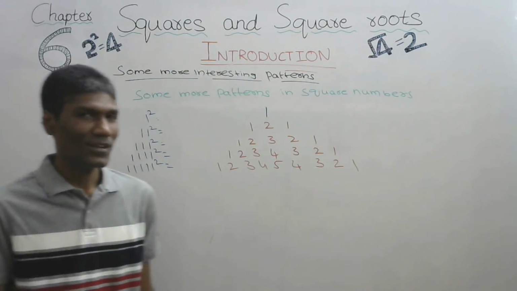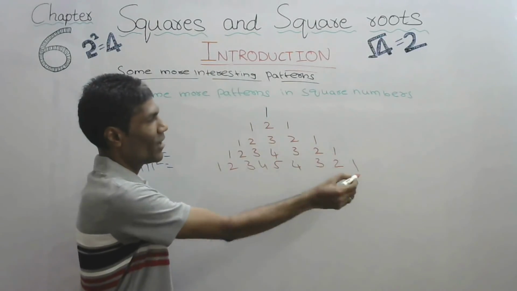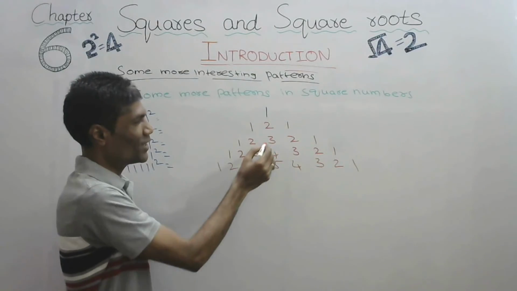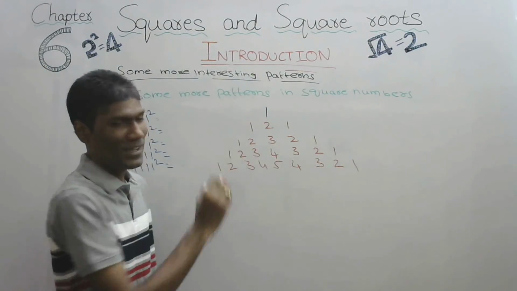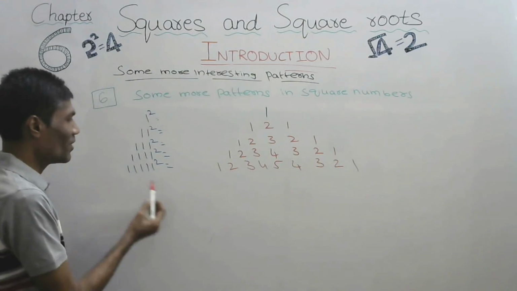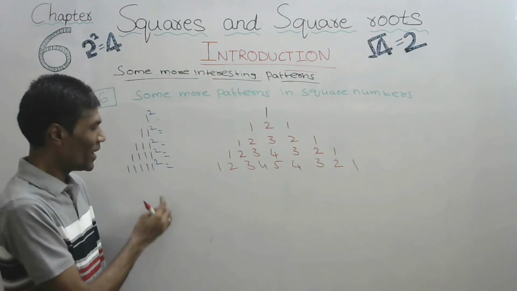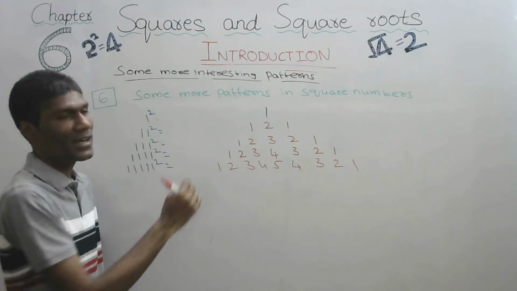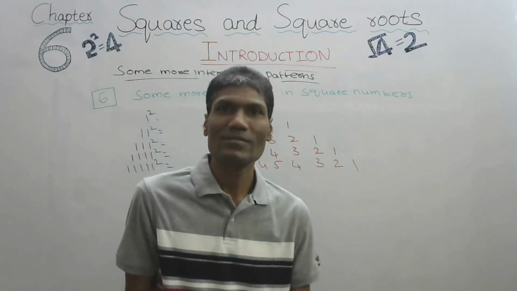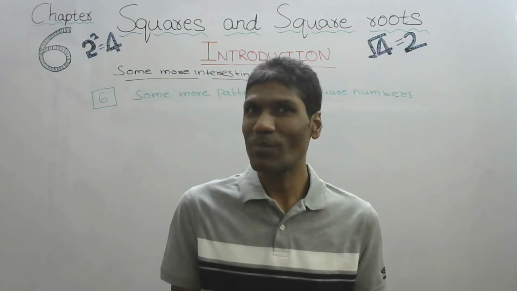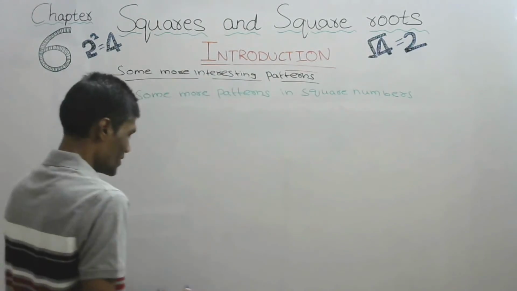This is the pattern. If you observe, ones, twos, threes, fours, 5: 1, 2, 3, 4, 5. So, if you want the square of any number which has only ones, then directly we can find it. In the same way, shall we see another interesting pattern? Let us see.